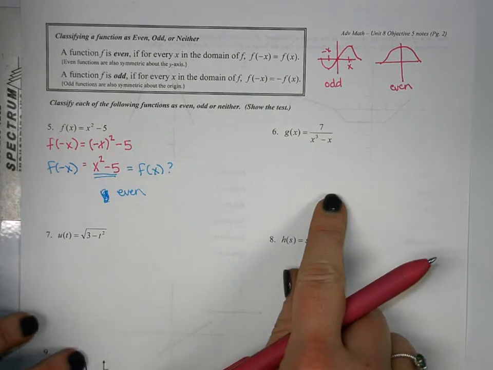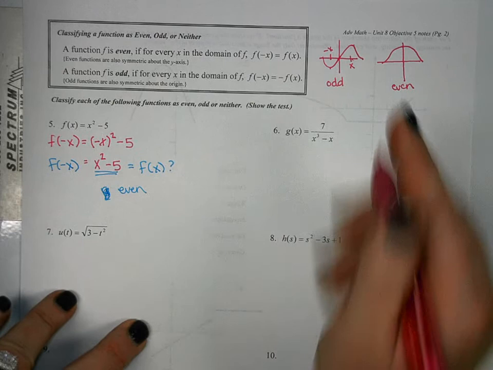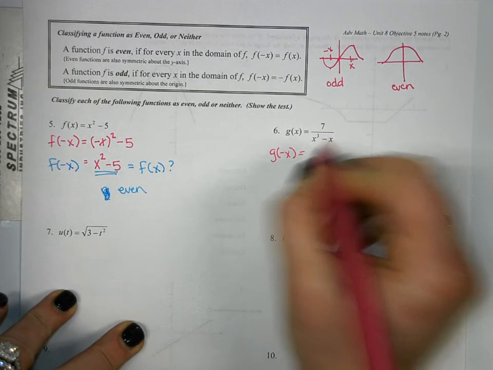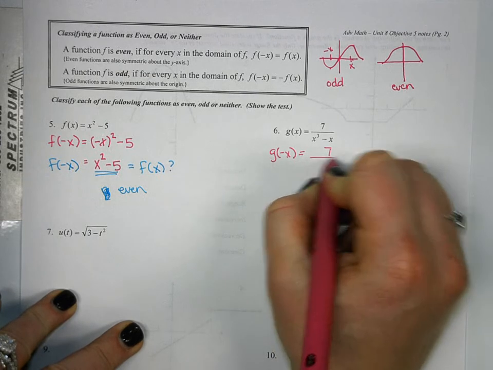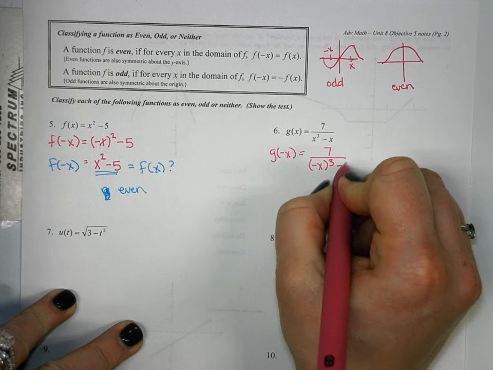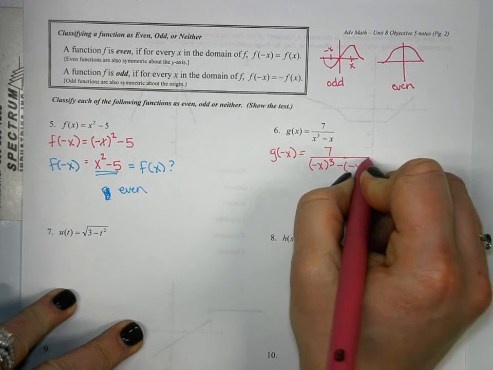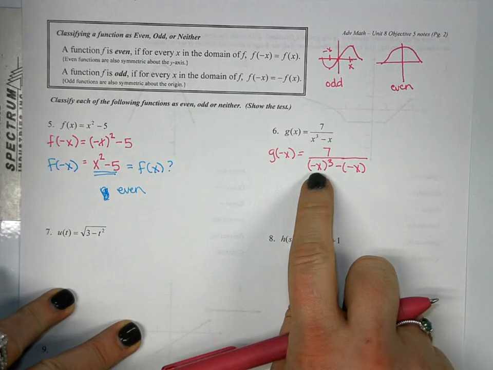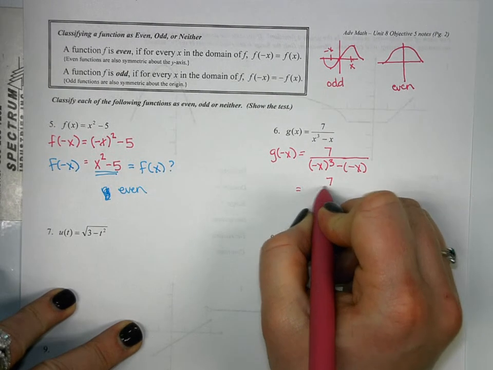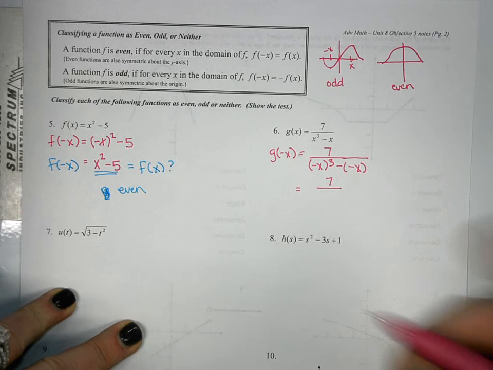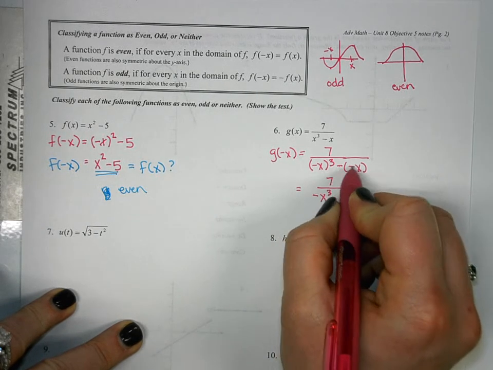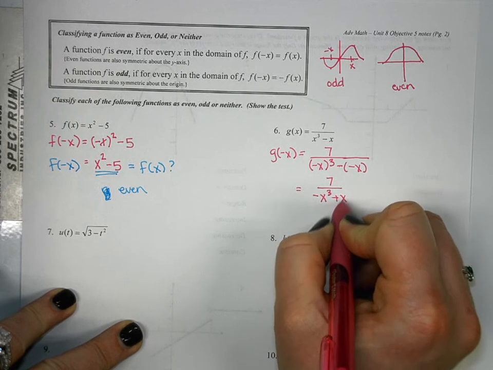If we look at something like number 6, and we do the same thing, we're going to find g of negative x. So everywhere I see an x, I'm going to plug in negative x instead of x. So negative x to the third is going to stay negative, because if you had negative x times negative x times negative x, you'd get negative x to the third. But here I have two negatives, that'll become a plus x.